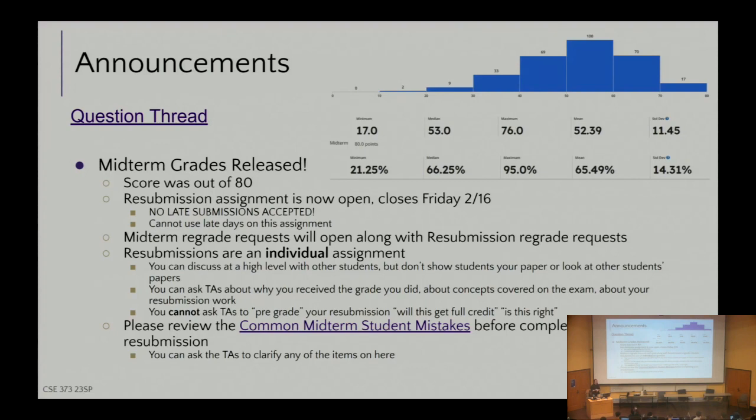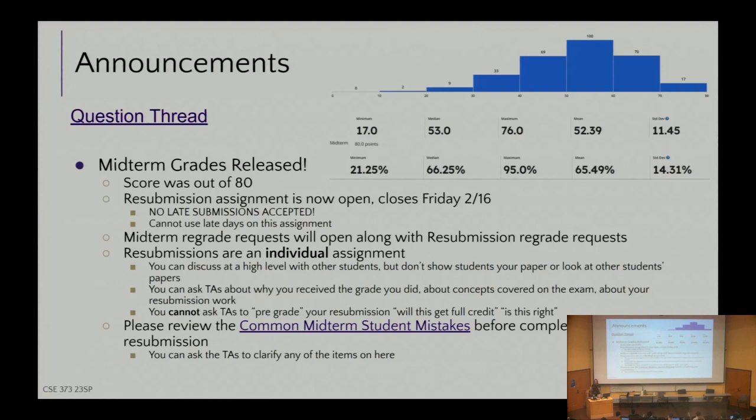Not the resubmission, the regrade. It says midterm regrade. Oh, thank you. So regrades: if you think a grade has been incorrectly applied, we will let you, of course, make your case, and you should always make your case, but we are going to wait to open regrade requests for the midterm and the resubmission at the same time.